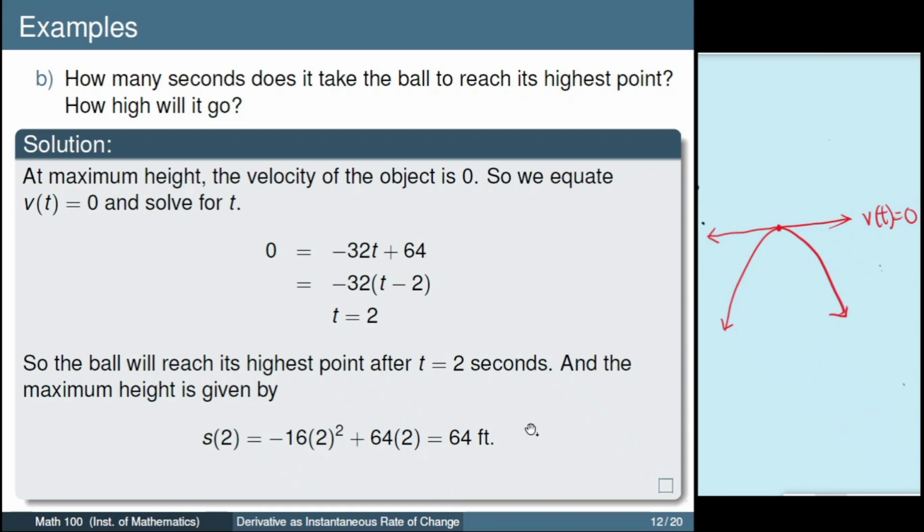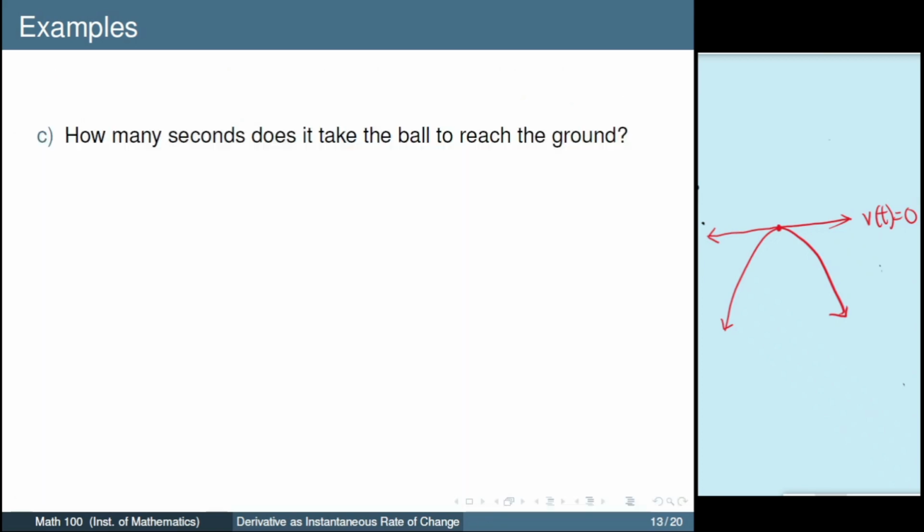For letter C, how many seconds does it take the ball to reach the ground? Being on the ground means, since s of t measures height from the ground, that the moment it is on the ground would be when s of t equals 0. It's just like our example earlier with the diver, when he hit the water. Okay, so we equate s of t to 0. We have this.